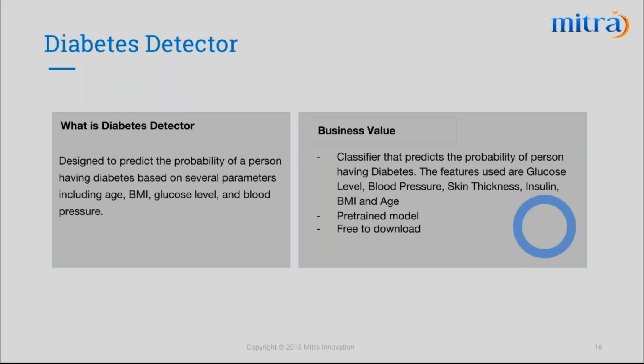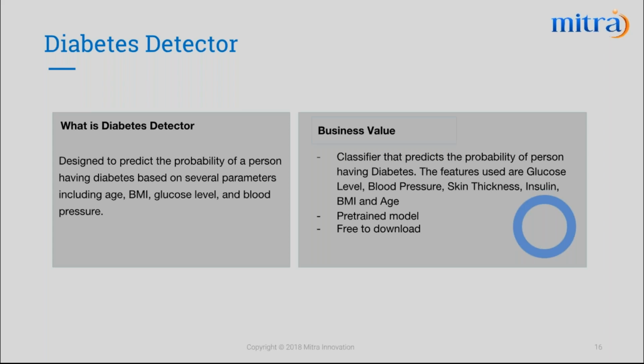And next, we will look at the diabetes detector. Diabetes is a chronic disease prevailing everywhere in the world, and it's not only old people, but the younger generation is also becoming victims of diabetes. There is no cure for this other than being mindful about your body and making sure that you stay healthy. So the diabetes detector is designed to predict the probability of a person having diabetes based on several parameters including age, BMI, glucose level, and blood pressure.